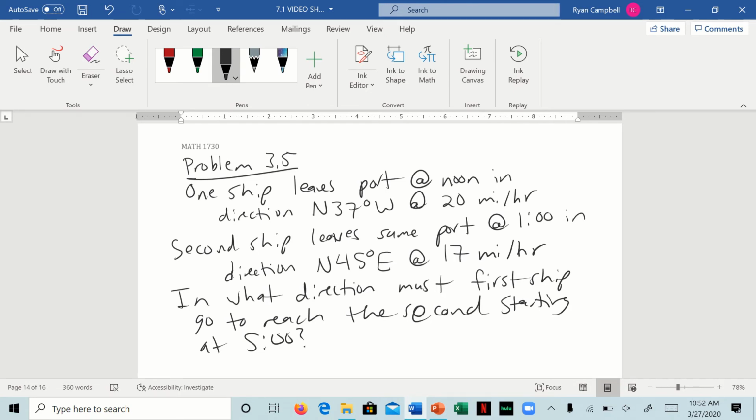So one ship leaves port at noon in the direction of north 37 degrees west at 20 miles per hour. The second ship leaves the same port at 1 p.m. in the direction of north 45 degrees east at 17 miles per hour. So in what direction must the first ship go to reach the second ship if we start at 5 p.m.? So at 5 p.m., both of the two ships stop. What direction does the first ship have to go to reach the second ship?